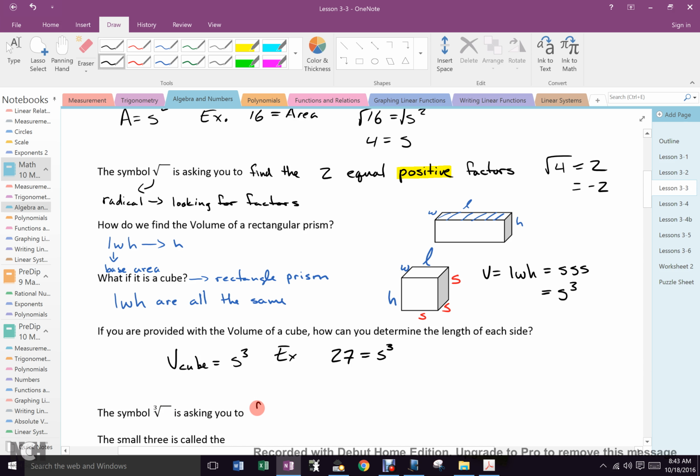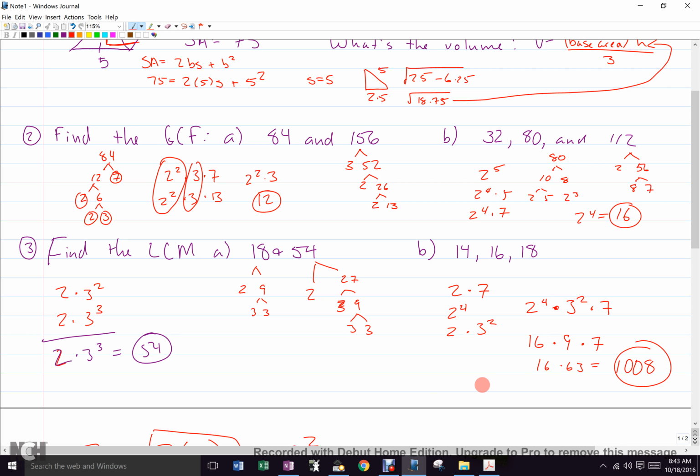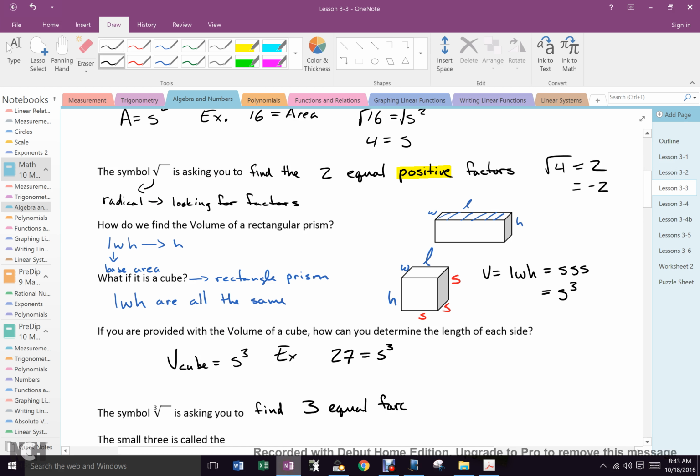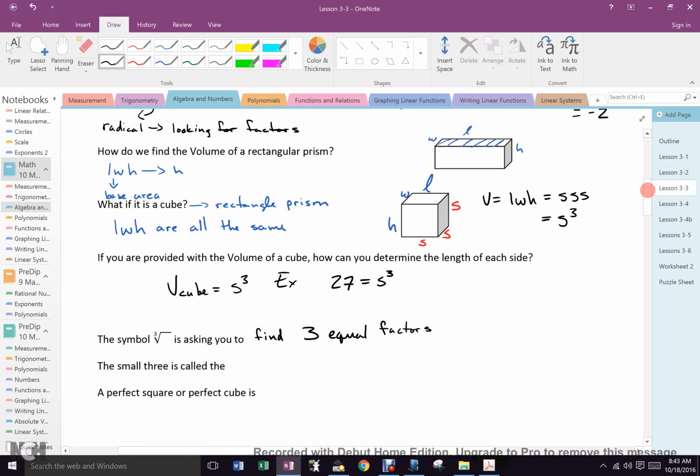So it's asking me to find 3 equal factors. Not factors. That sounds naughty. Wait a minute. Where are we here? There. 3 equal factors. All right. So, the small 3, because that's the only thing that's different, right?